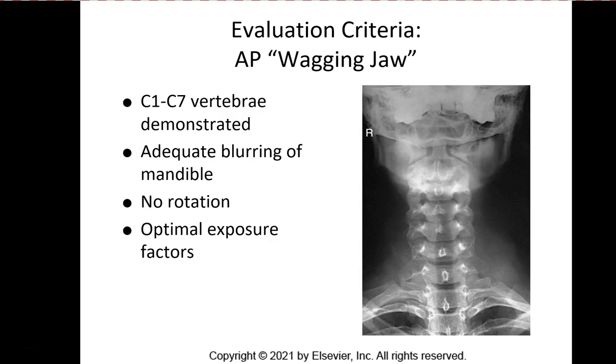Okay, you have blurring of the mandible, which is achieved by the motion. You want to look and make sure there's no rotation. So your zygapophyseal joints should look symmetrical. Your base of your skull should look symmetrical. And then your mandible here, this is your mandible way down here, should look symmetrical. All right, I've never seen the wagging jaw used in practice, but it is an option if you need to capture that C1, C2 area.